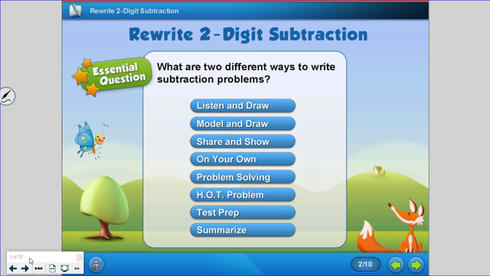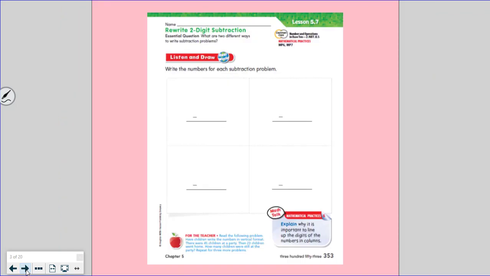And as always, we're going to start with something to get us thinking. I'll listen and draw. It says, write the numbers for each subtraction problem. You don't have to solve these. You just have to write the numbers. I'm going to give you 4 different problems, and you're going to write the numbers to go in there.